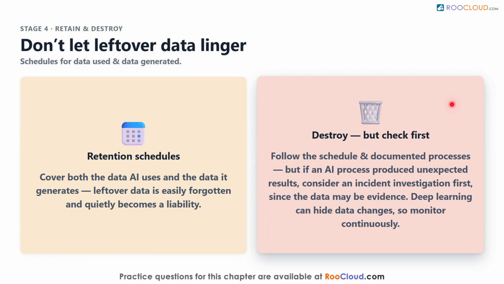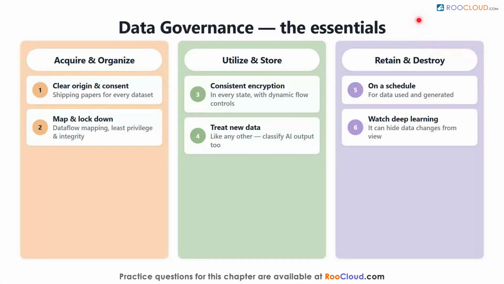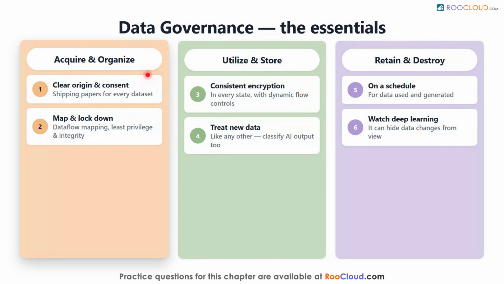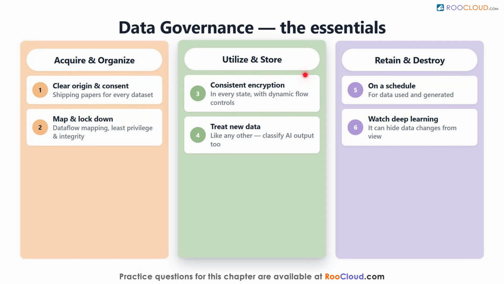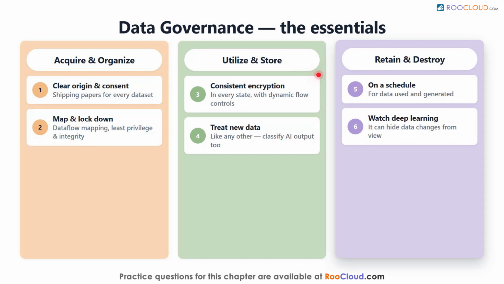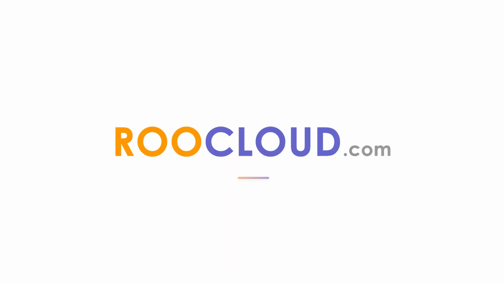Let's bring it all together. AI data governance extends the organization's existing program across the lifecycle. Acquire data with clear origin and proper consent. Organize and prepare it with data flow mapping, least privilege access, and integrity monitoring. Utilize and store it with consistent encryption and flow controls, and retain and destroy it on a documented schedule, mindful that deep learning can hide data changes from view. You now know how to govern AI data end-to-end.